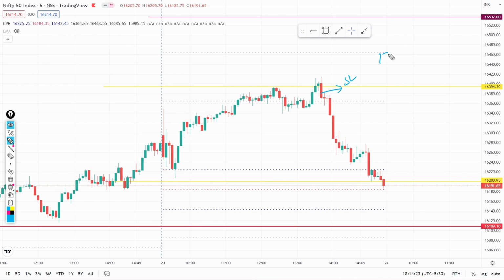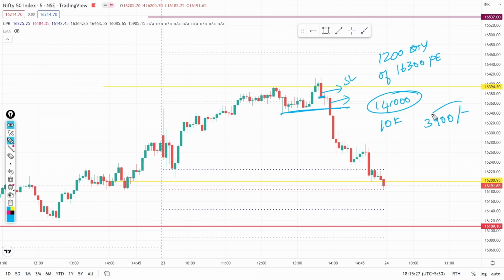As soon as my stop loss was taken, again I reversed my position and bought 1,200 quantity of the 16,300 put option somewhere in this candle. My stop loss was very minimal, so I waited only for my 10-point breakout somewhere at this low. This target has been achieved, and hence I made a profit of almost 14,000 rupees. Initially it was negative 10,000 rupees, but from this trade we took a profit of almost 14,000 rupees. Hence net to net, some 3,900 rupees is the profit from this trade.